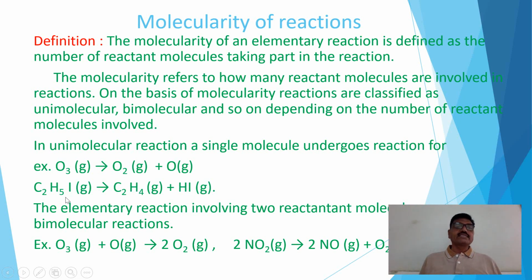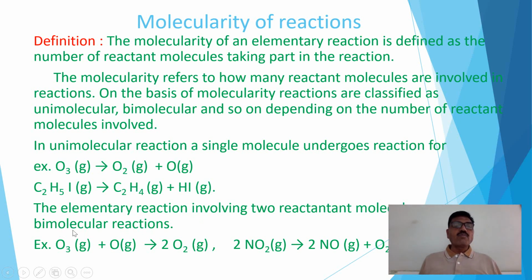Only one reactant molecule is there, and therefore this is also an example of a unimolecular reaction. Now, the elementary reactions involving two reactant molecules. A very simple concept: just count the number of reactant molecules in the reaction. That gives the molecularity, and accordingly unimolecular, bimolecular, etc.